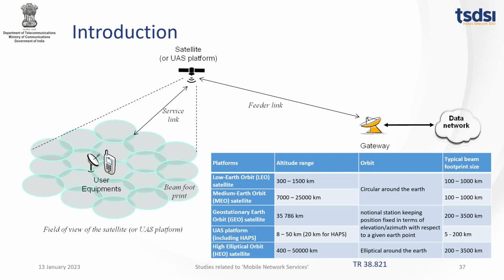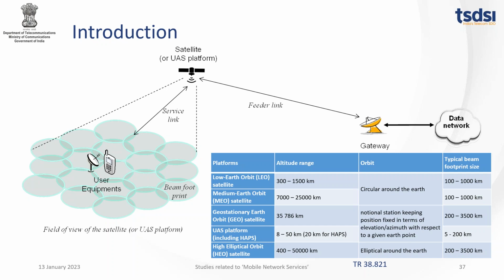If you want to start off reading something, the right place would be to read TR 38.821. This has been created over the Release 17-18 time frame. It covers all the issues related to NTN, the non-terrestrial network. They have classified it as LEO, MEO, GEO, and there is also the UAS platform including HAPS, and then there are highly elliptical orbits. These are different considerations.